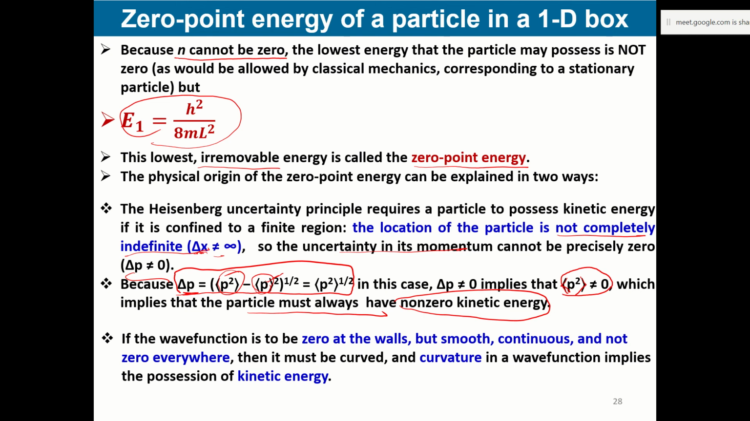So then you can think of it in another way. The second point of view is that the wave function is going to be 0 at the walls, but it has to be smooth, continuous, and non-zero everywhere else. So it must be curved. The function will be 0 at the two ends, but having a curvature just after that. If there is any curvature in the function, there must be a kinetic energy. So from this point of view, you can explain why zero point energy is there.